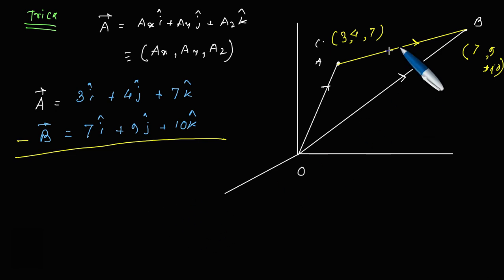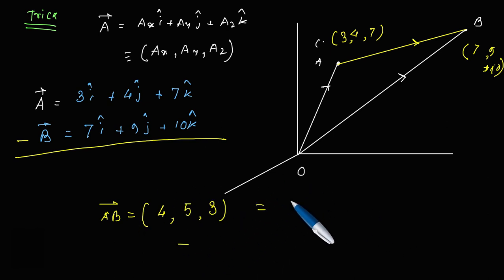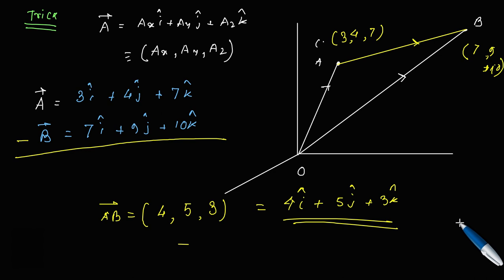So what will the vector AB be? You can write it like this: the first term is 7 minus 3, that means 4. Next term, 9 minus 4, 5. Next, 10 minus 7, 3. Calculate it. And this is our vector. If you write it in explicit form, then it is 4 i cap plus 5 j cap plus 3 k cap. I think it is clear to you how to calculate.